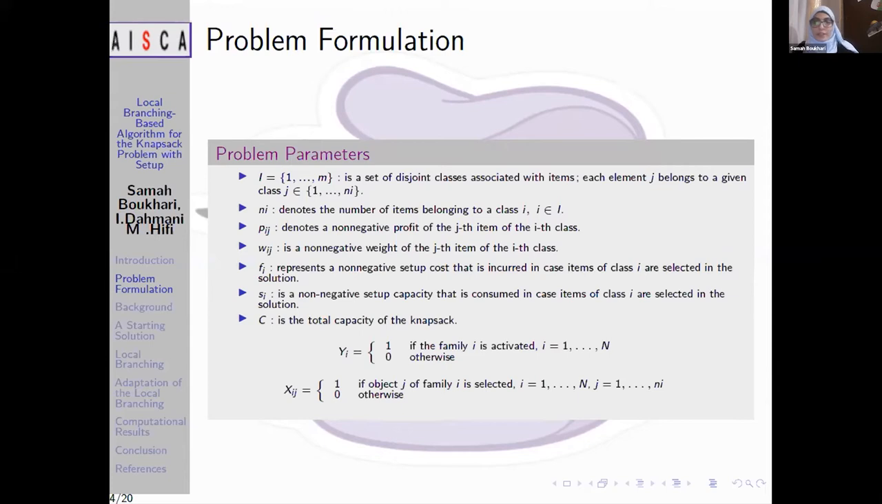The binary variables of the problem are y_i, which is equal to one if the class i is activated and zero otherwise, and x_ij, which is equal to one if the item j of the class i is selected and zero otherwise.